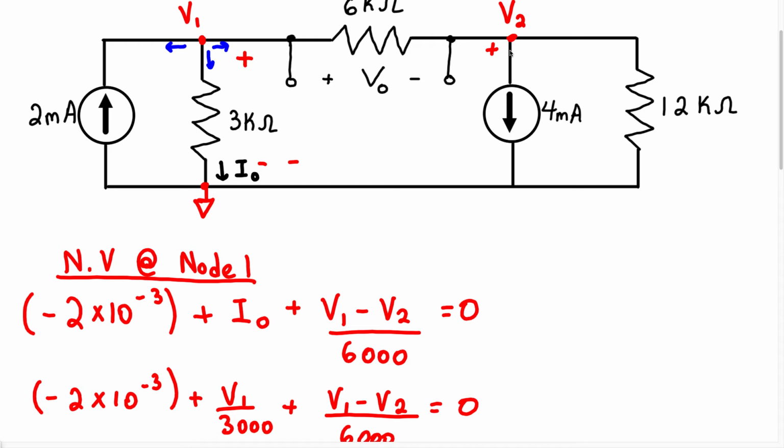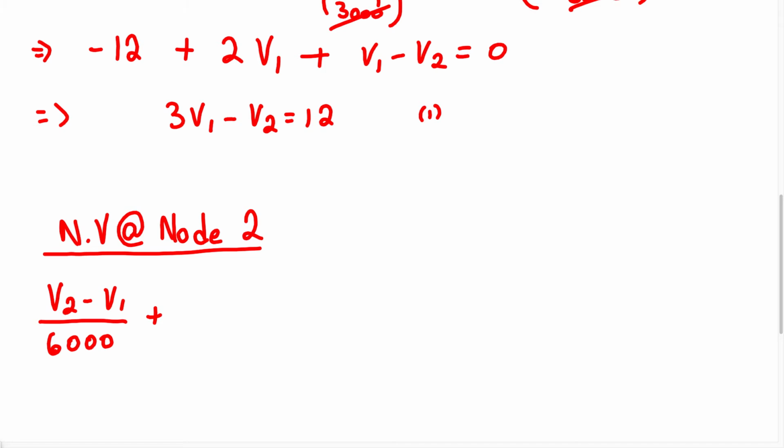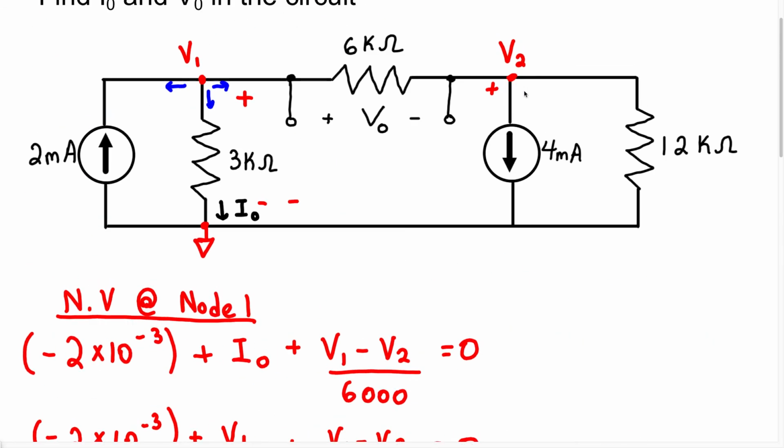Then the current in this node, we're going to assume it's leaving, and we actually have a current source that's actually following what we are going to assume. Therefore, this is going to be a positive current of 4 milliamps. So we have plus 4 times 10 to the negative 3. Plus, we have our last current, which is going to go this way.